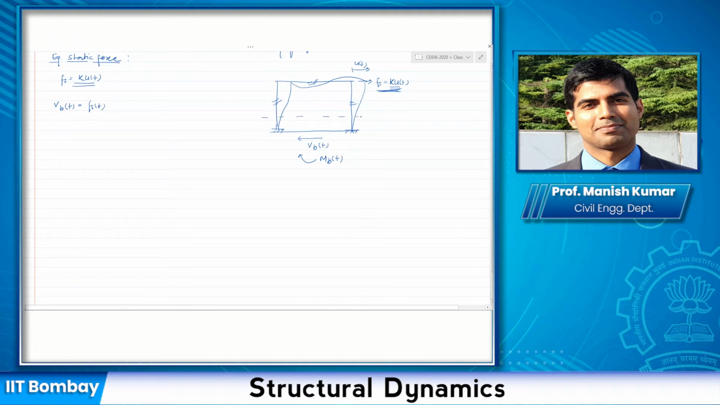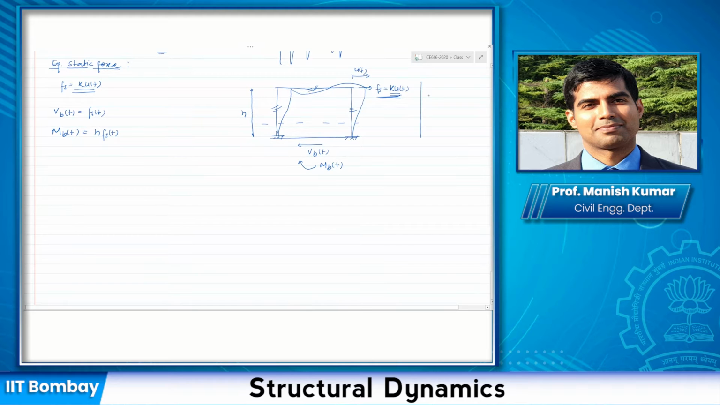If you cut the structure here and take the free body diagram, your M_b(t) would be nothing but whatever force is applied at the top times the height. Now, these concepts look very simple, and you might think there's nothing to it, but the same concept can be extended for multiple degree of freedom systems as well. We will actually do that in later chapters, where you have multi-story buildings, and the same procedure can be utilized.